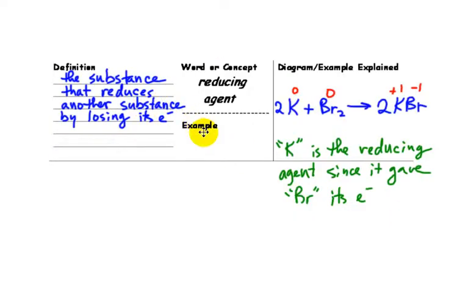And lastly, reducing agent, the substance that reduces another substance by losing its electron to it. So bromine, you can see, goes from 0 to -1. Bromine is reduced. What caused that to happen? The potassium. Potassium is the reducing agent because it gave its electron to bromine so it could undergo reduction.